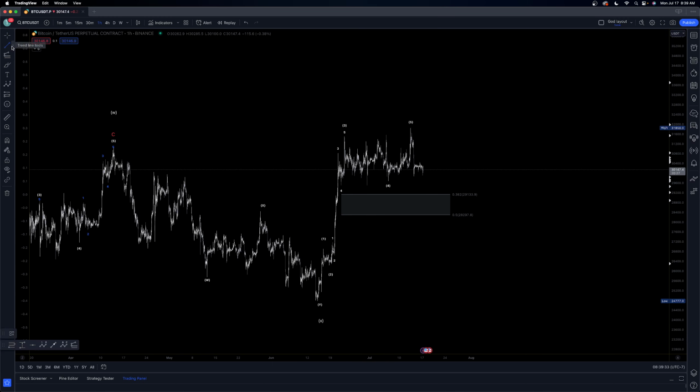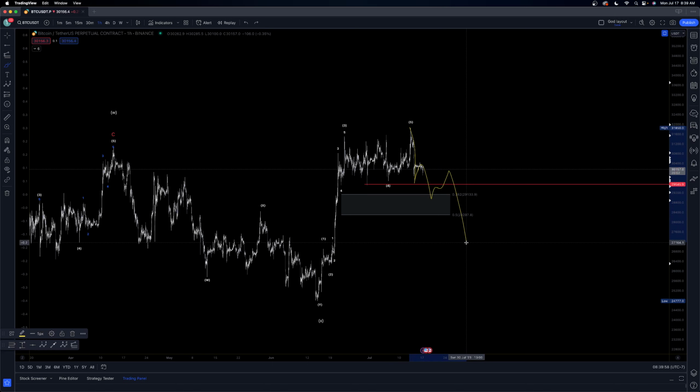Another thing to keep in mind is whenever we do consolidate for a really long period of time like this, and then we break the swing low, if we don't quickly head back up, then usually there's a lot more downside. And if that's the case, then this could be a more complex structure, maybe a larger 5 waves, shallower retrace, and then that further downside.